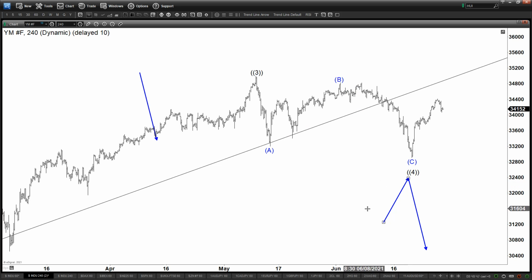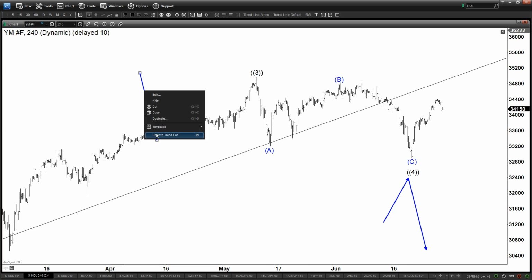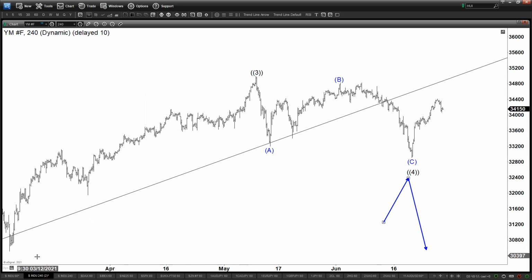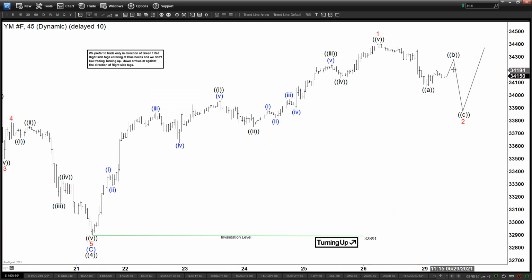But again, as an alternate, this could have been an ABC and then sell off again. That's always possible. Alternate is always available, but we just go with the higher probability at this point with the trend, which is bullish, and we are looking for further upside as long as the pullback stays above 32,891 over here. Okay, so that's the update for the Dow futures today.